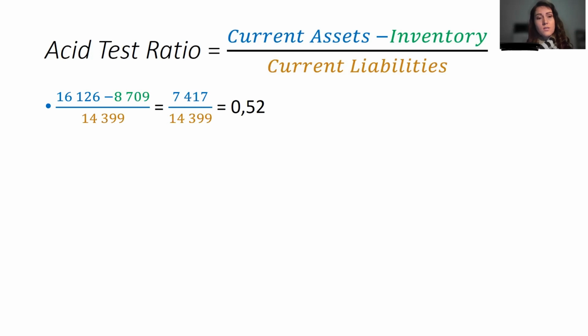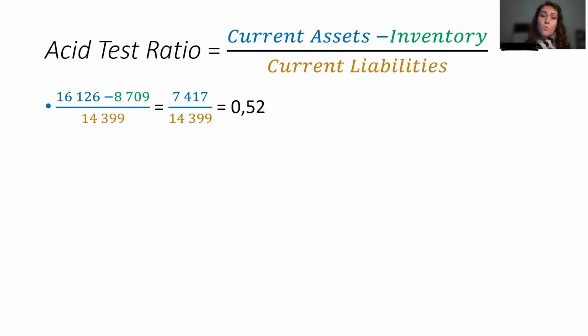So it's the 16,126, which is my total for current assets. We're going to minus the 8,709, which represents my inventory amount, and then divided by our current liabilities, which is the 14,399. We get 7,417 divided by 14,399, and our answer is 0.52.